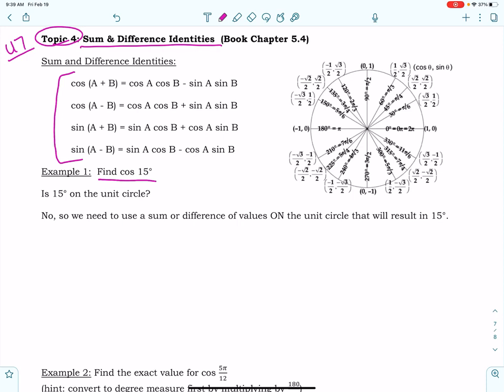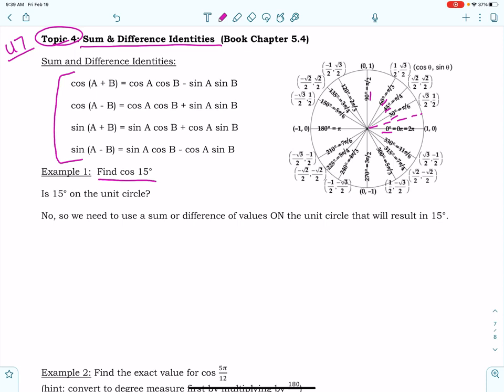Well, 15 degrees, if you'll notice, is not on the unit circle. If you look all the way around, all the way to 360, 15 degrees is not on there, because 15 degrees would occur right there. So what do we do with this? Well, that's where your sum and difference identities come in, because we have to use values on the unit circle in order to get this.